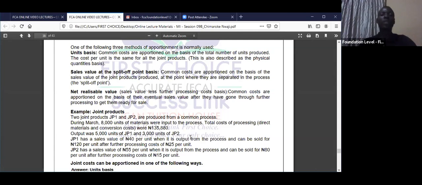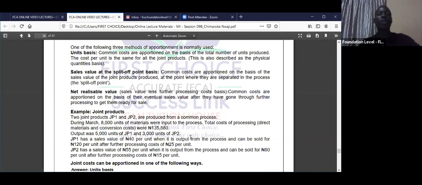So what it means is, what is the sales value of each of the products? That is what is being used, not the number of units. What is the sales value of A, B, and C? You add all their sales values together, and then you say the sales value of A divided by the total sales value of ABC, multiplied by the common cost, will give you the cost to apportion.